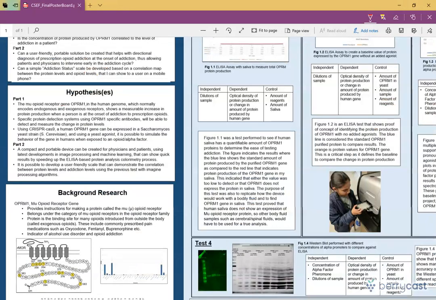So for my research approach, I developed a set of research questions and hypotheses and then moved on to background research. And for my background research, it was very interesting to learn about the mu opioid receptor, which is also called OPRM1. It's a binding site for many external opioids, and these are commonly prescribed pain medications. And the specific protein itself is found in many places in the body, including the brain and the thyroids.